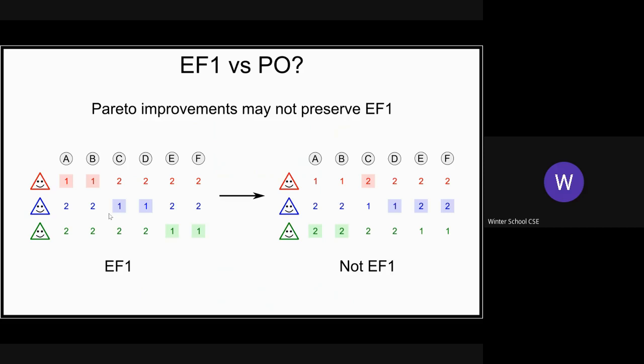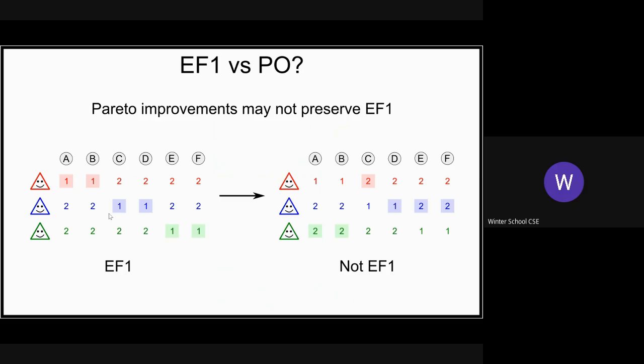So one might say, okay, EF1 always exists, right? Let me start with some EF1 allocation, and if it's not Pareto optimal, let me try to find a Pareto improvement and then keep on moving. This cannot go on forever, right? Because there's only finitely many allocations. So I'm bound to end up with an EF1 allocation. That does not work because of examples like this, right?